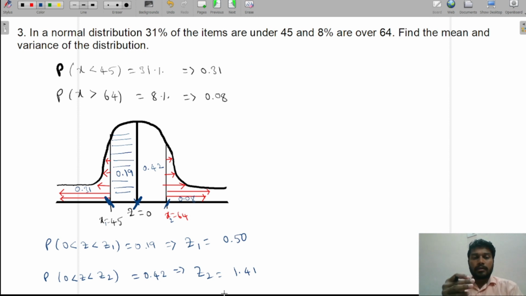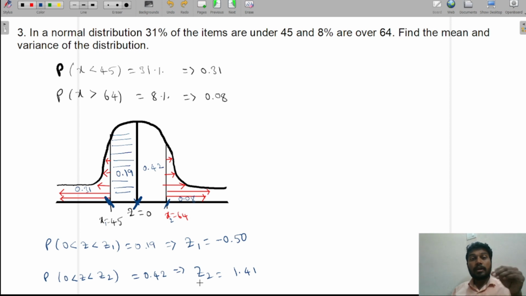And one more conclusion. This line is there in the left side, right? So I can write it with a minus sign. And this line is there in the right side, so no need to keep a negative sign, because that area is in the positive direction. Okay, so finally I got the values of z1 and z2.